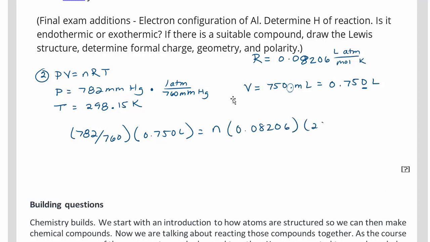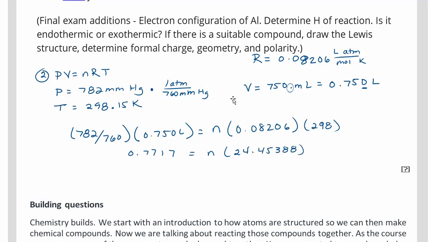and then T. So to work the algebra here, I'm going to take 782 and divide that by 760. I get 1.0289 for those of you keeping track. Then I multiply that by 0.75. So the left side of my equation becomes 0.7717, and that is going to be equal to N times the product of 0.08206 and 298.